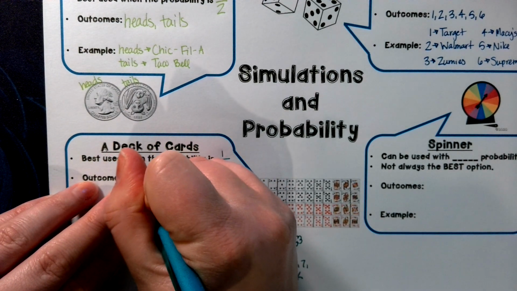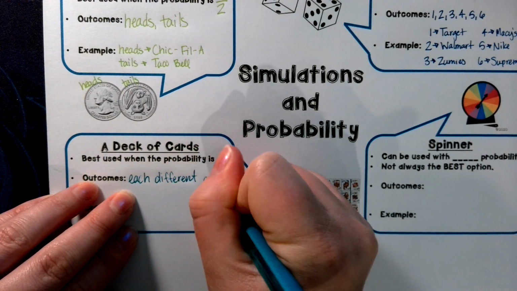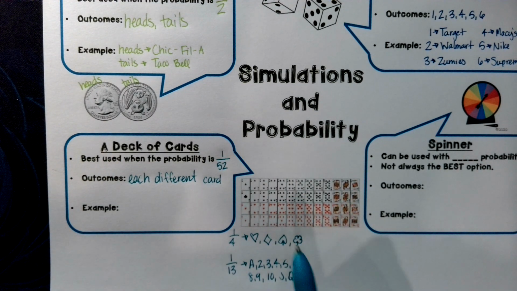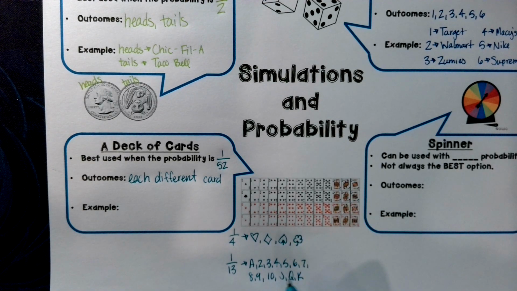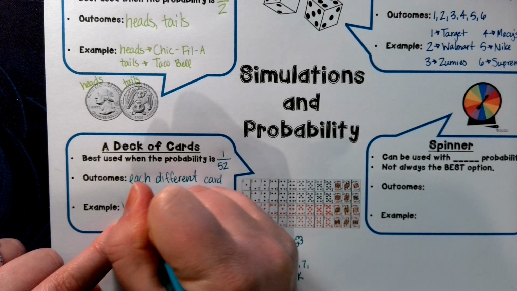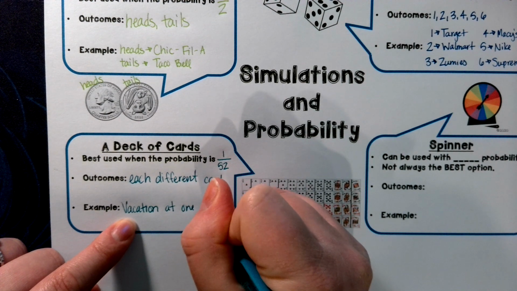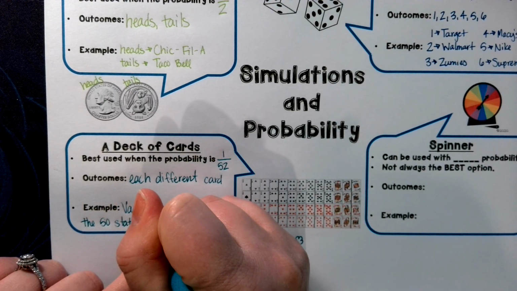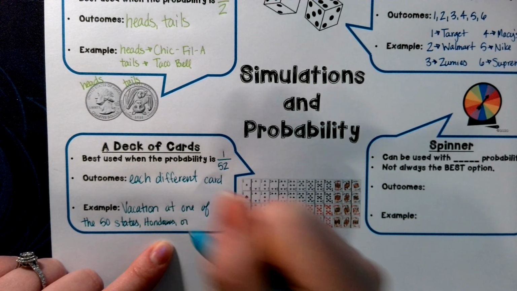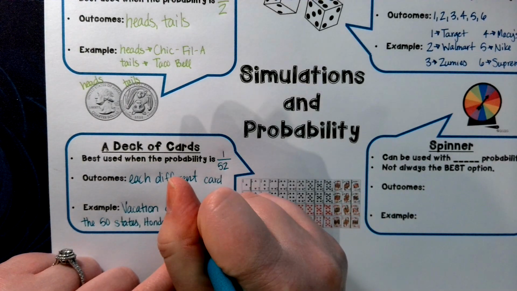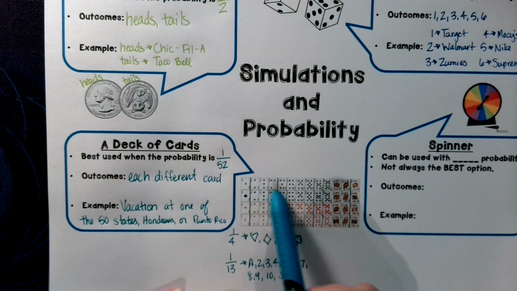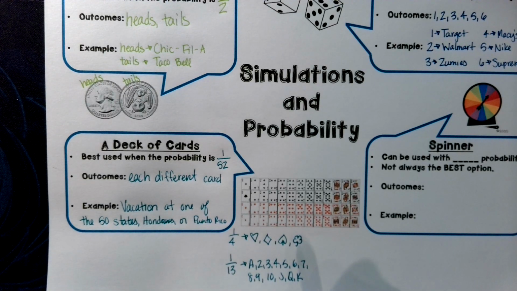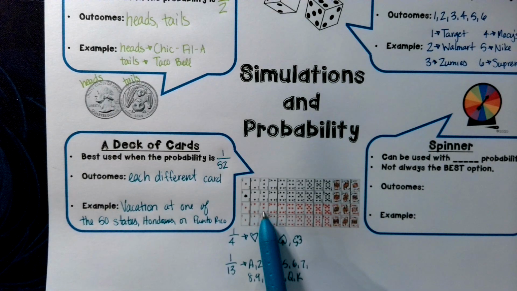The outcomes is each different card. So I have the 8 of spades. I have the 4 of hearts. I have the king of clubs. I have the jack of diamonds. Each one of those things would be something different. So for example, we could vacation at one of the 50 states. Let's say Honduras, or what else should we say? Or Puerto Rico. Each one of those cards would be a different state. One of them would be Honduras, one of them would be Puerto Rico, and I pick which card I'm gonna travel to. Let's say we got the Three of Hearts. Maybe that was Oregon, so now we're gonna go vacation in Oregon.